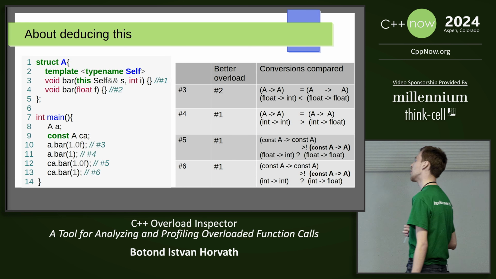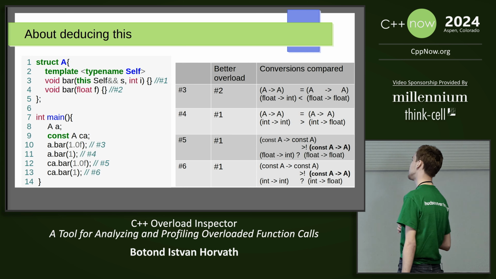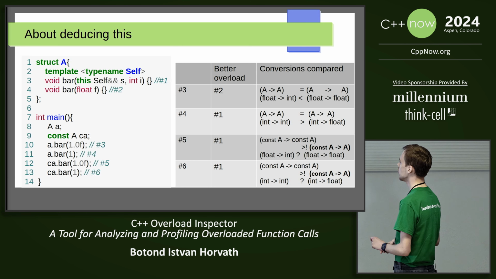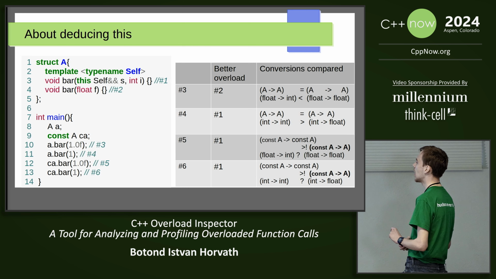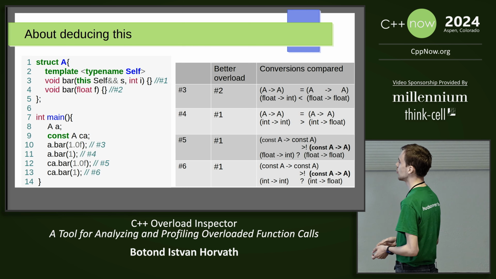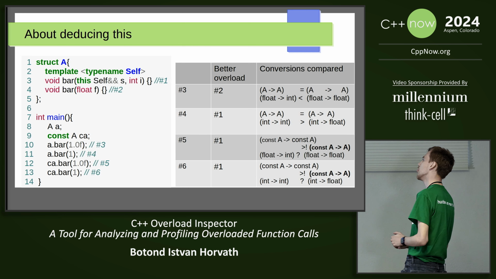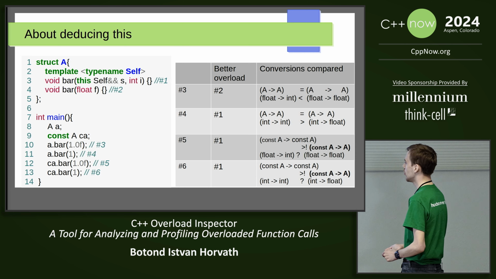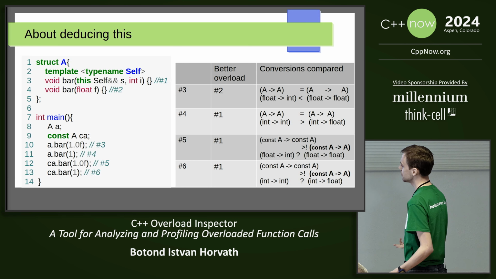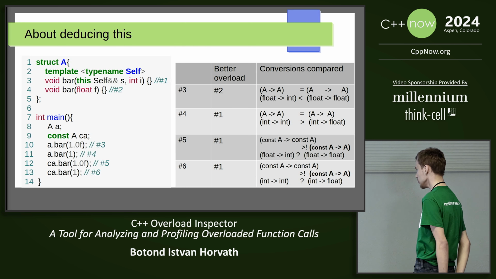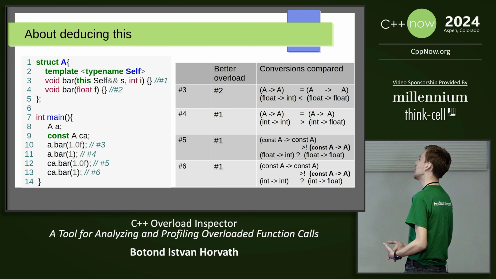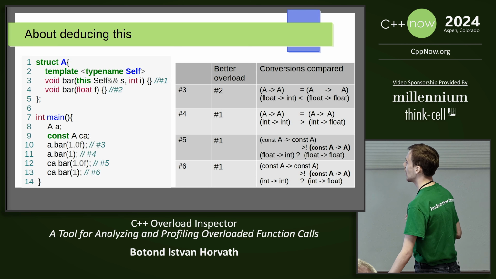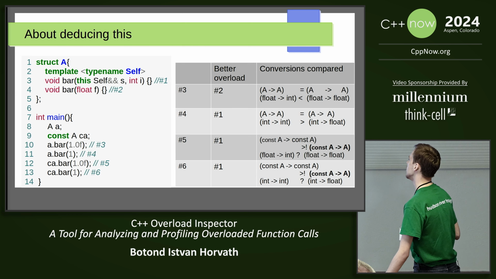If we don't put that const there, then it's less surprising that the first time we will call the bar function with a float, and all other times we will call the bar function with int, because in the second call we gave it an int, and later on we had a constant object, so the second overload wasn't even considered.